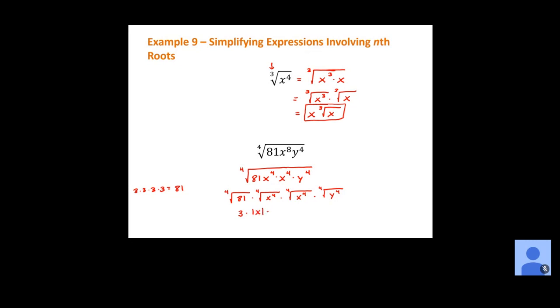And then that next fourth root of x to the fourth is going to give us the same thing. So we're going to have another times absolute value of x. And then what are we going to get for the fourth root of y to the fourth? Absolute value of y. Perfect.